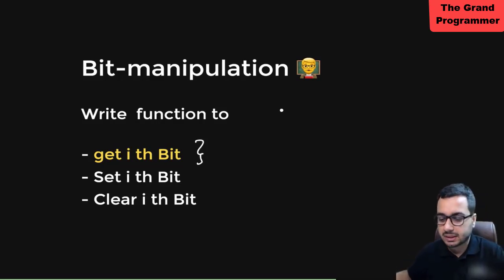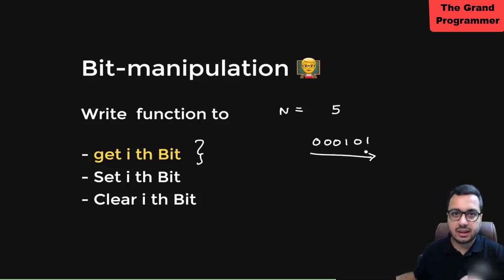Okay, for example, let's say the number is 5, and in binary it would look something like this, 0 0 1 0 1, and the numbering of bits that I'm going to do is from the right. So this is the 0th bit, this is the first bit, this is the second bit, and so on. If I say, okay, give me the second bit, then I'm talking about this bit. I want to check the value of this particular bit.